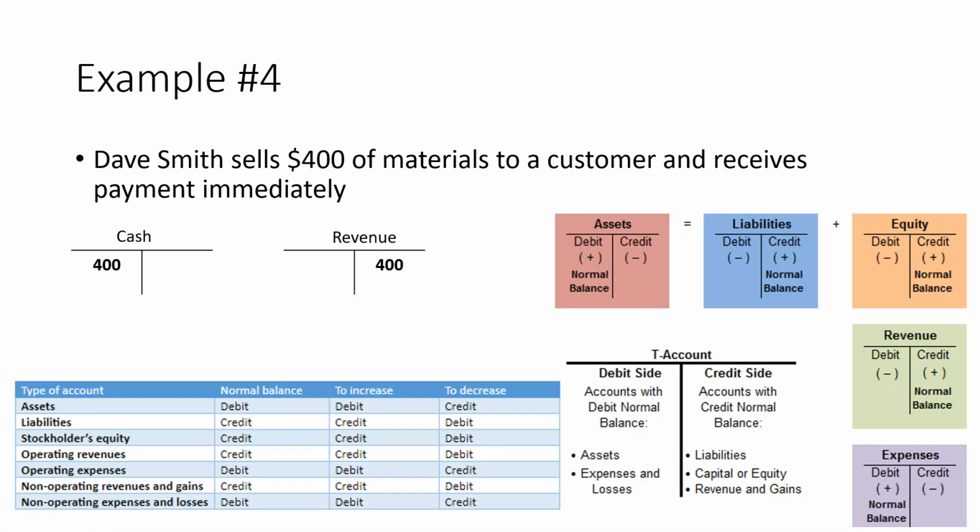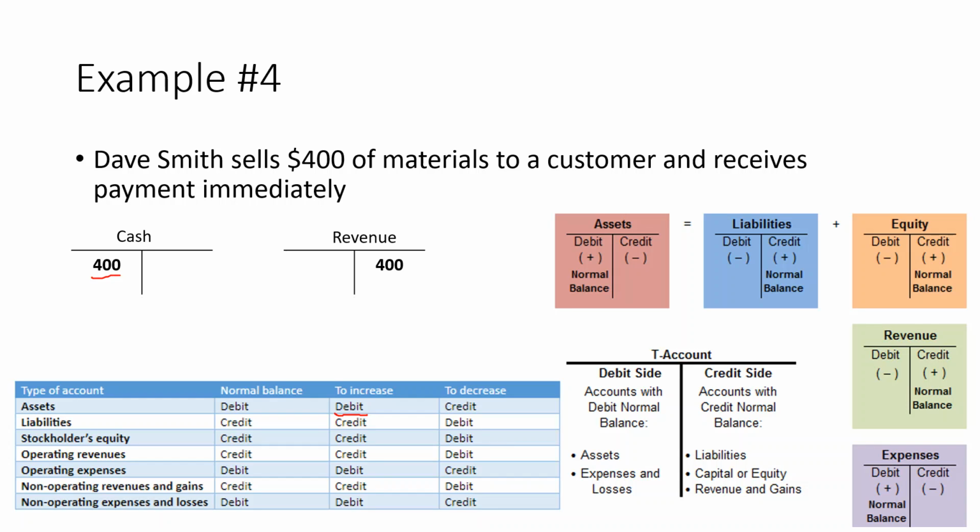Let's say Dave Smith sells $400 of materials to a customer and receives payment immediately. So in this case, we've received cash, which is an asset. So once again, we're going to debit cash because we're trying to increase our cash balance. At the same time, we're going to credit revenue because this time you've received the cash, but it doesn't go into equity right away. It's revenue.